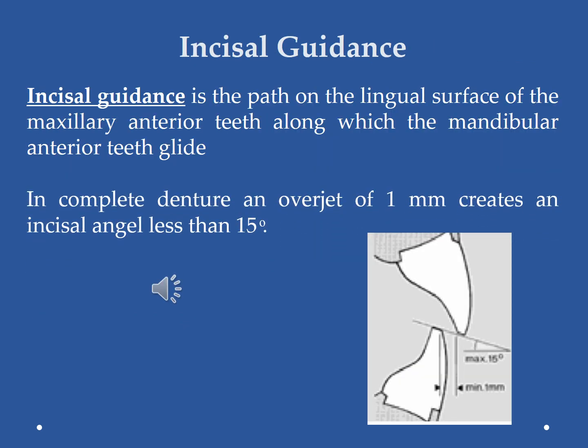The dynamic relationship is what we call the incisal guidance angle. So the incisal guidance is the path on the lingual surface of the maxillary anterior teeth along which the mandibular anterior teeth glide during protrusion. In complete denture, an overjet of 1 mm creates an incisal angle less than 15 degrees.